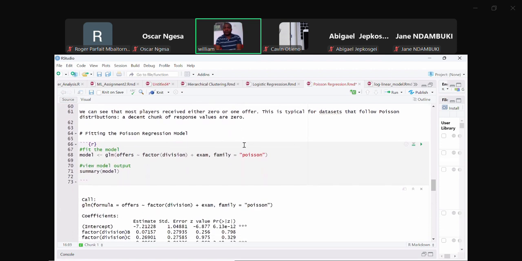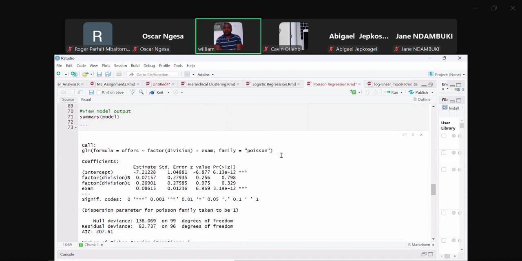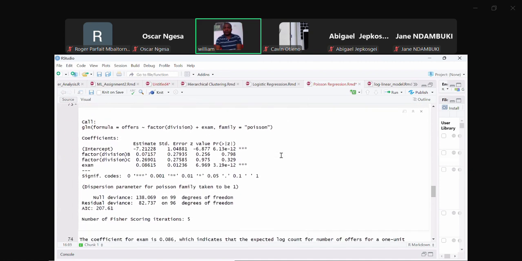Now, let us try to fit our model and see how it works. We use the GLM function, our response variable is offers, and the predictors are division and exam. Remember, division is categorical. That's why we are using factor. And then the family is Poisson. And then we go ahead and do summary to see what's going on.